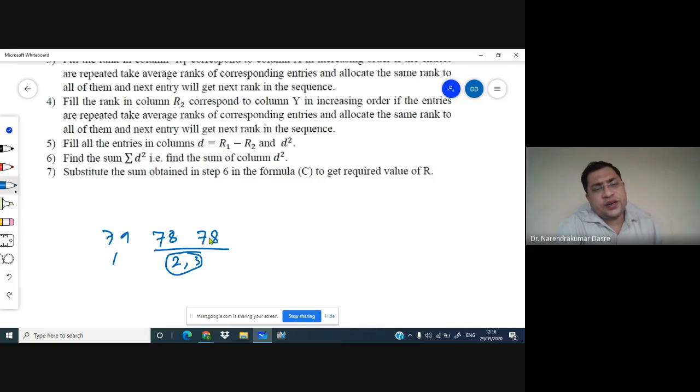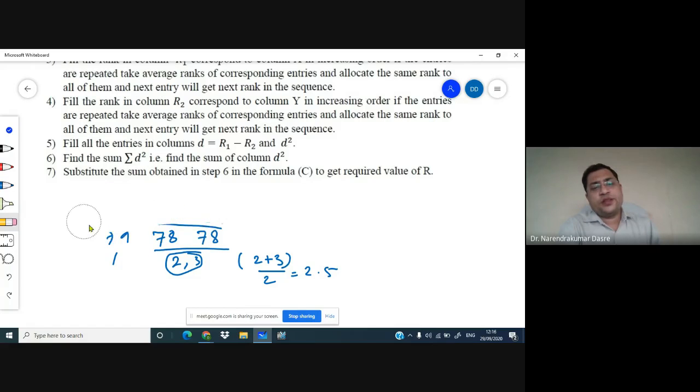So what is the average? 2 plus 3 by 2. The number of times it is repeated is 2 times, and that's why it is going to be 2.5. So the rank of this will be 2.5, and the rank of this observation will also be 2.5. In this way, the same observations get the same ranks, and hence there is no discrimination with any of the values. Okay, so this is what we have to add here.